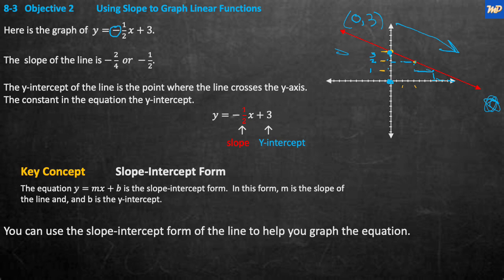Okay, so here it is again. y equals minus 1/2 x plus 3. The slope is minus 1/2. The y-intercept is the plus 3.